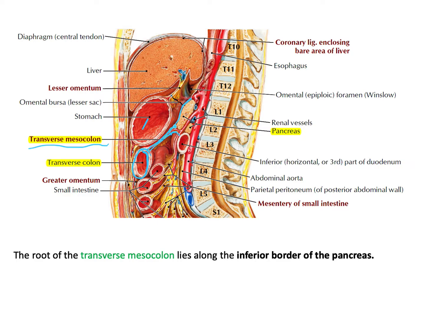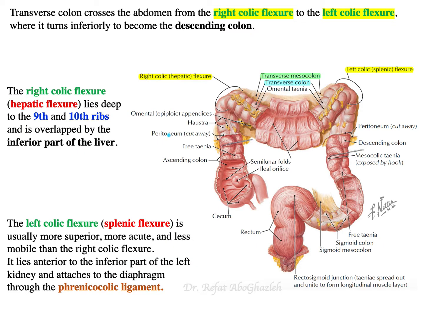So the root of the transverse mesocolon ultimately lies along the inferior border of the pancreas. This is the pancreas and the inferior border of the pancreas. So it comes ultimately from here. Okay, that's excellent.